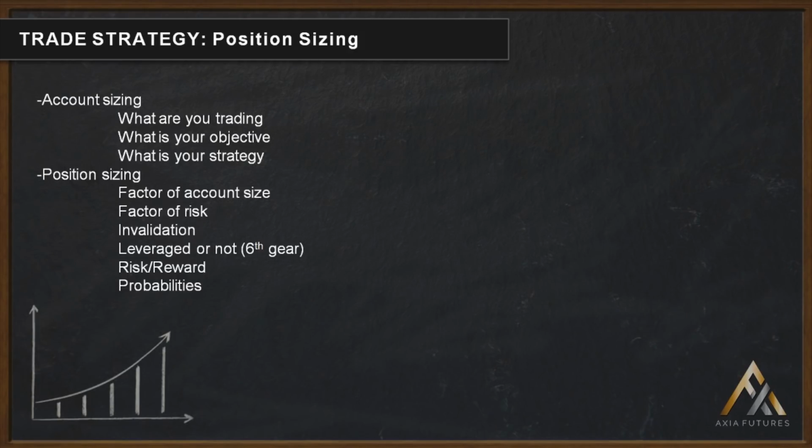But again, that comes down to what I trade, which is futures. If you're trading something that's slightly less volatile, then you can afford to maybe go 5 to 10% down. Why? Because you need to risk more in order to make more. Then also very important, what is your objective?